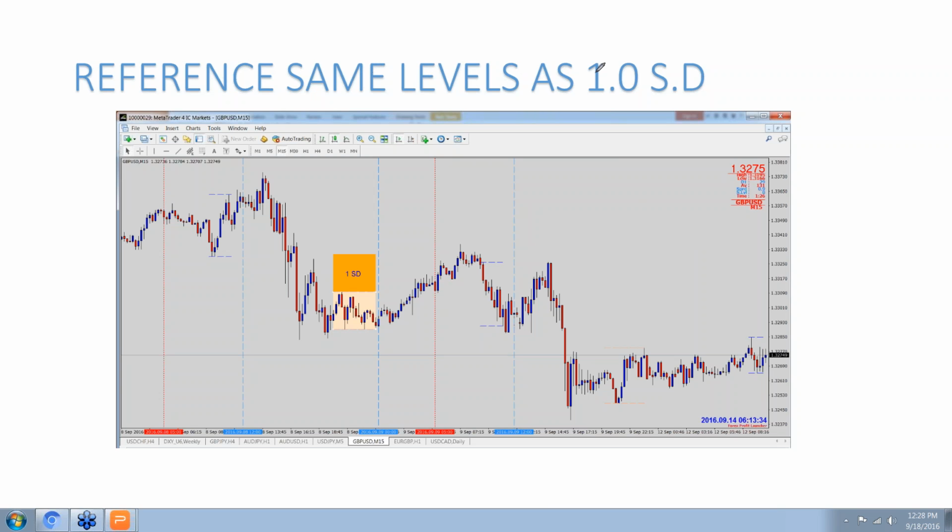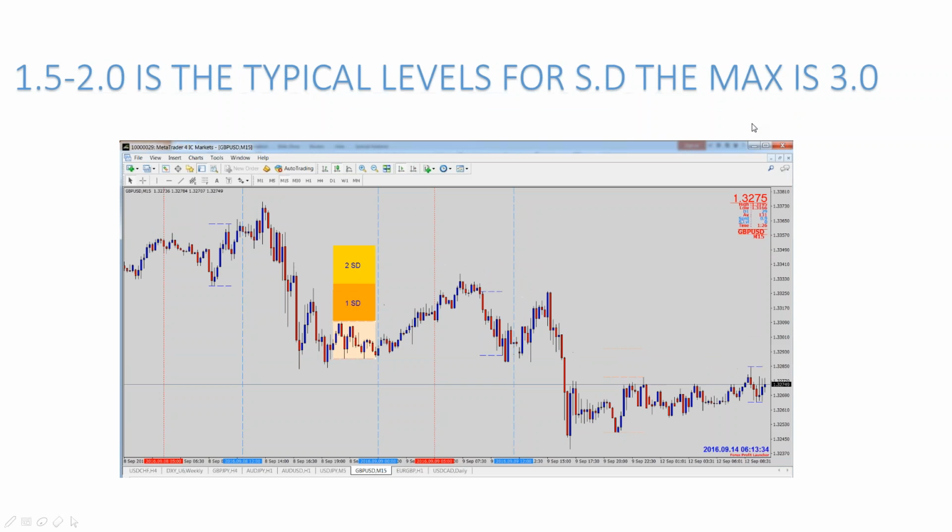So reference the same levels as the one standard deviation. We've got one standard deviation here. You draw this across in time, and it's just slightly over one standard deviation. As we've said in the previous slides in this webinar, we're looking for 1.5 or 1 to 2 standard deviations in price manipulation before we can have the highest level of conviction in our trades. It doesn't have to be that much. It could be 1, it could be 2, and the most you're going to see is obviously 3 standard deviations. So let's go to the next slide.